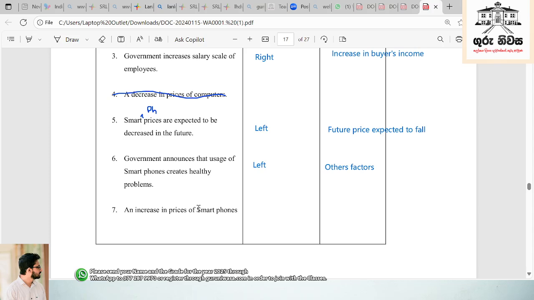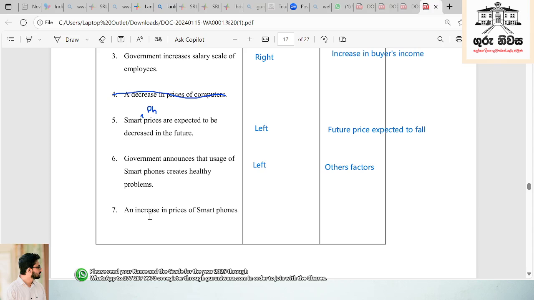Did you get the point? Remember the difference between change in quantity demanded and change in demand. The demand curve shifts if demand changes, not if quantity demanded changes. If the price of a smartphone changes, the demand curve doesn't shift, but the points are moving along the demand curve. This seventh one goes to the price category.